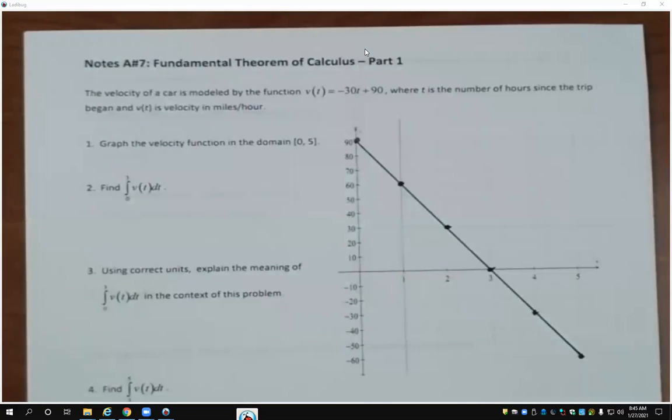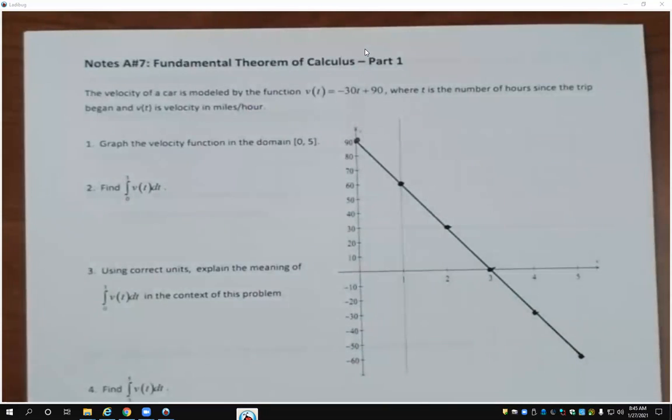Remember we talked about yesterday, when we integrate speed, we're going to get total distance traveled. When we integrate velocity, we're going to get displacement if any part of that velocity graph is negative.